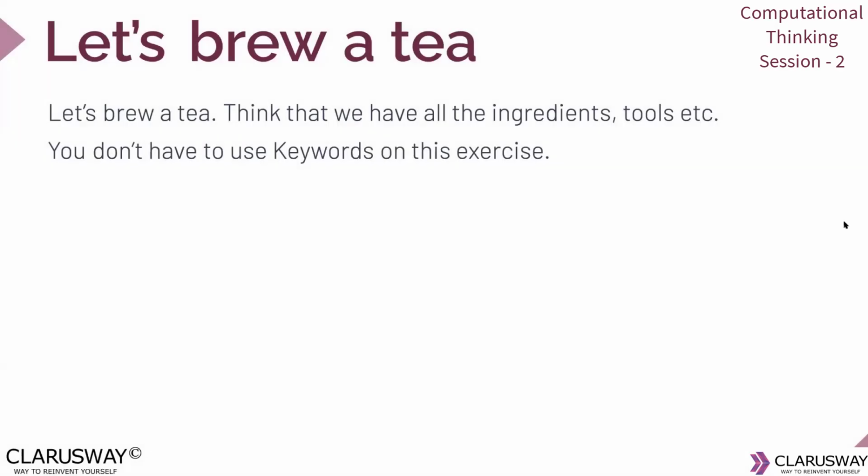Let's now have an exercise in here. And it says, let's brew a tea. Think that we have all the ingredients, tools, etc. You don't have to use keywords on this exercise. So you're completely free in this exercise. There's no strict rules. Just put down the pseudocode for brewing tea. All the ingredients and tools are ready. You're at the table and you have to brew it. Just write down a pseudocode that brews it.